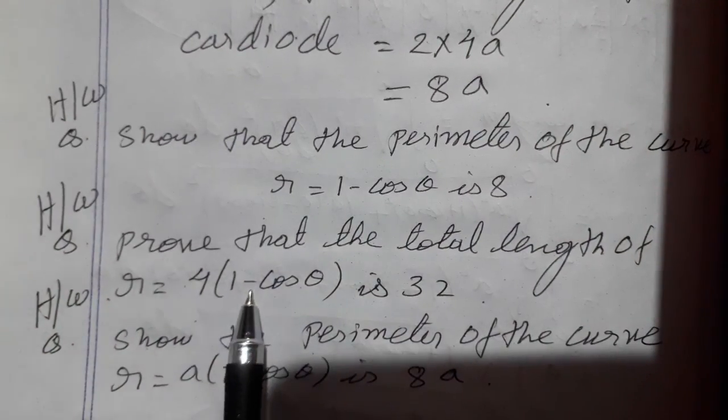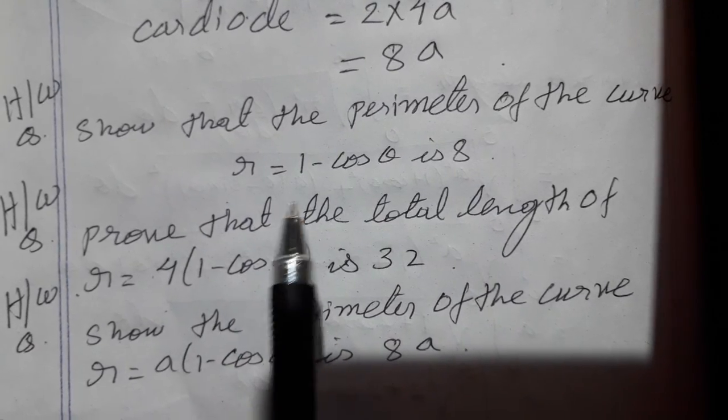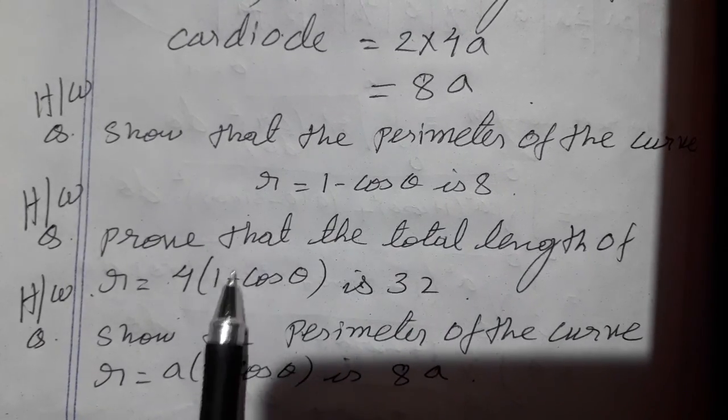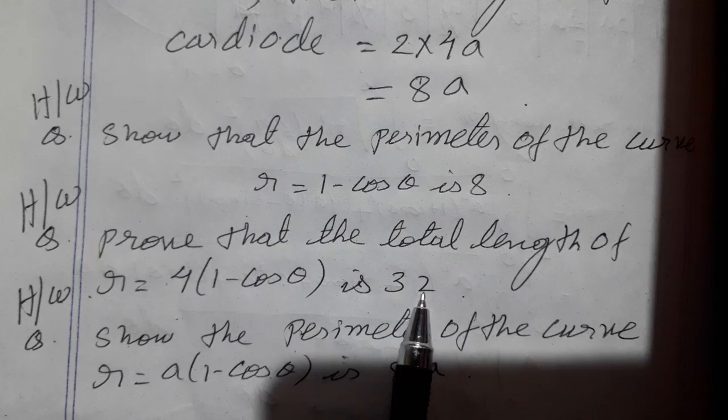For the next question, also proceed in a similar manner. You take 2 times the integration from 0 to pi of the square root of r square plus dr by d theta whole square, d theta. Then we get the answer to be 32 here.